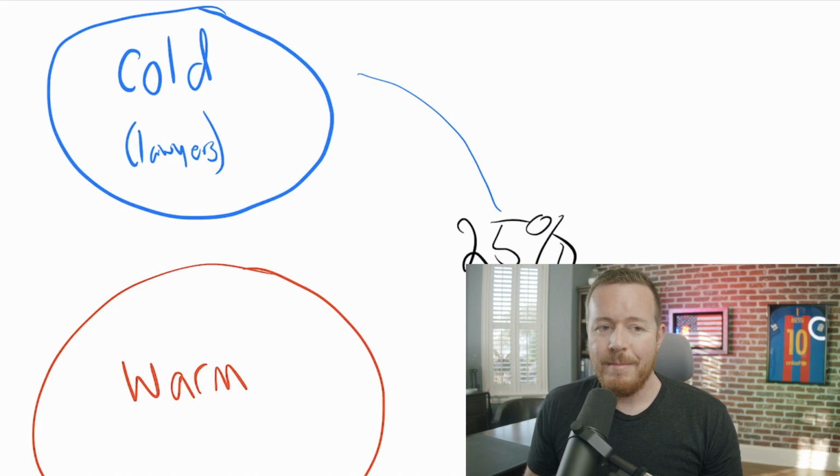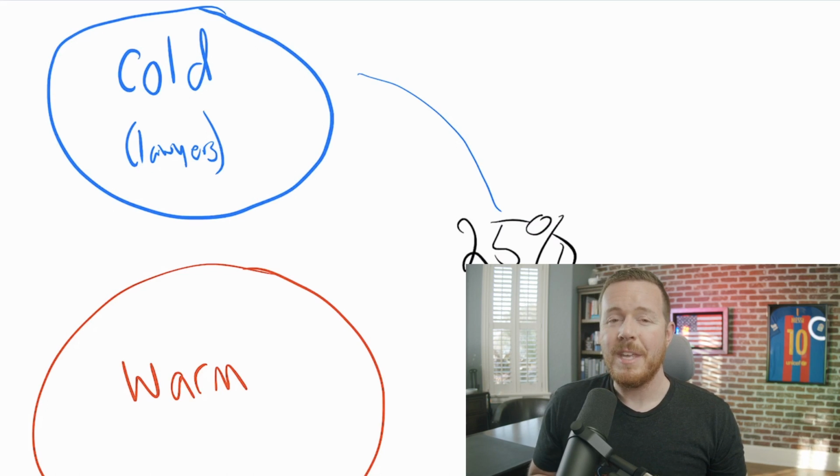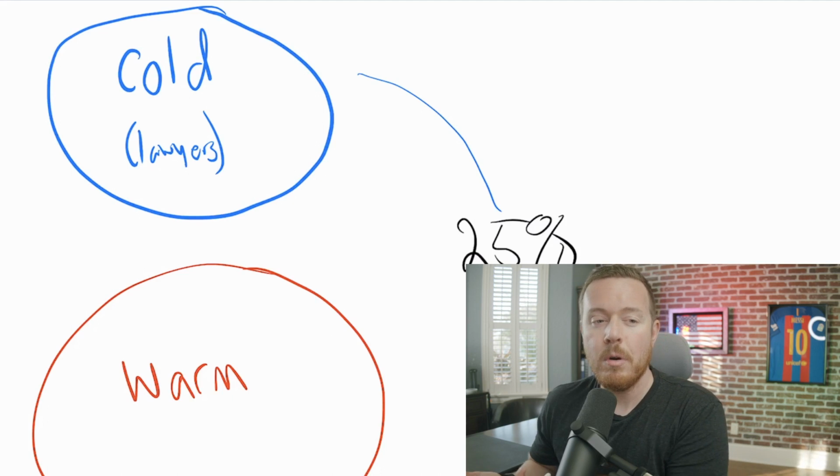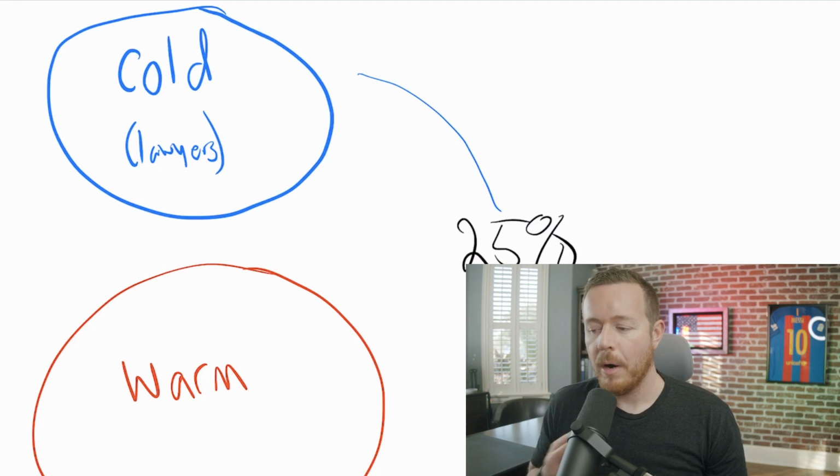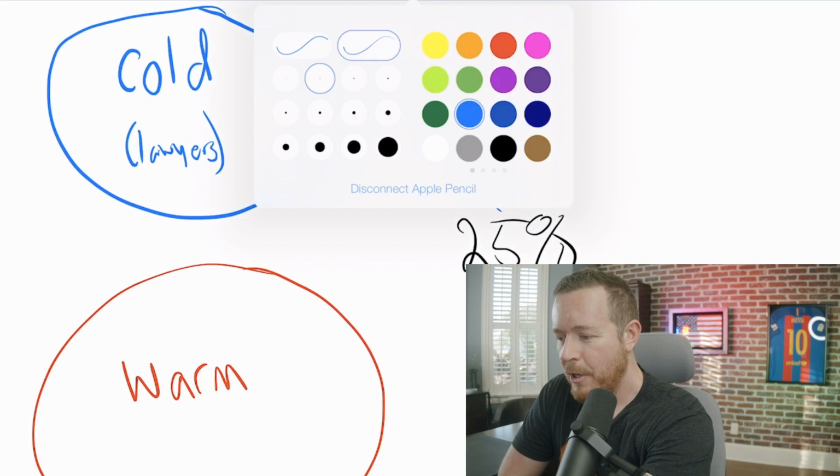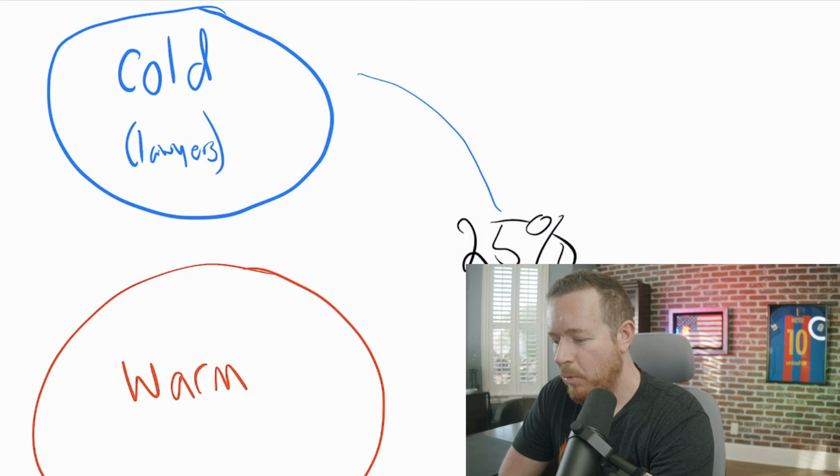So what that means is that, if it's a 5-minute video, they've watched 1 minute and 15 seconds. If it's a 10-minute video, they've watched 2.5 minutes or more. It's just 25% or more. So on the internet, that is an absolute eternity. So that's enough time for them to switch from a cold audience to a warm audience.